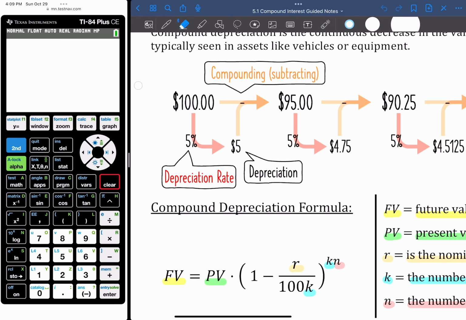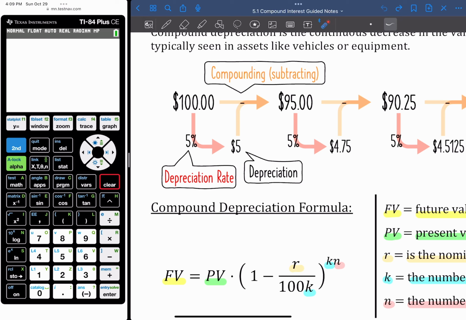Think of a phone. I like to think about a cell phone that I have, the iPhone 11. It's a few years old. When I bought it, it was $800. Today, it's definitely not $800. The value has decreased. So a lot of times with cars, computers, cell phones, the value decreases because something new comes out that replaces it.